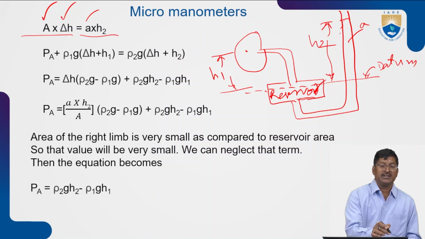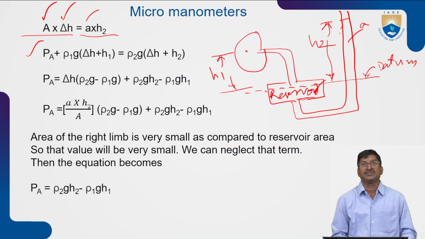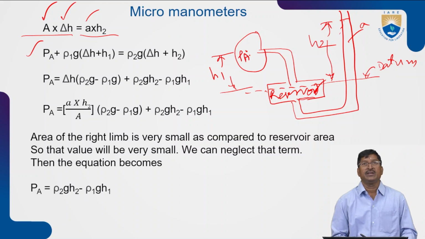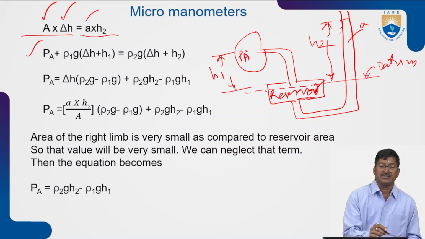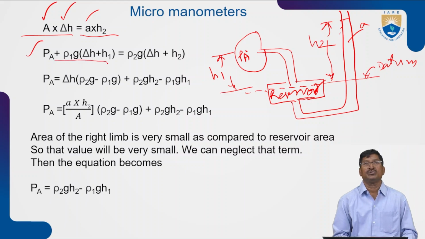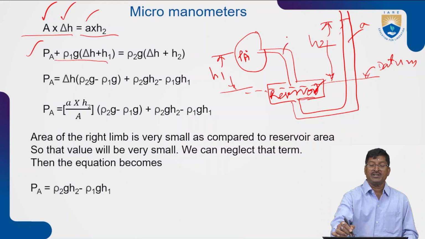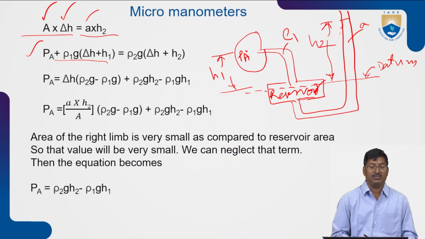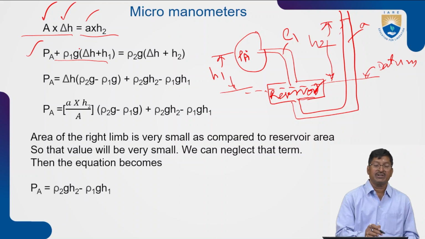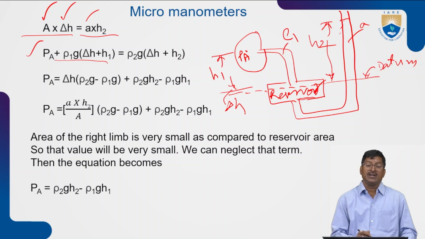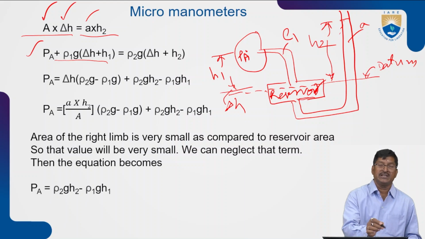Okay. So then if you see the pressures, PA, that means the pressure in pipe at point A, plus rho 1 g H1. Rho 1 is the density of the fluid in the left limb pipe, g is the acceleration due to gravity, and the height is delta H plus H1. Initially from the datum it is H1, and the small difference is delta H. So the total height is delta H plus H1.